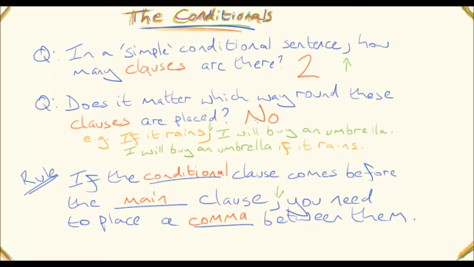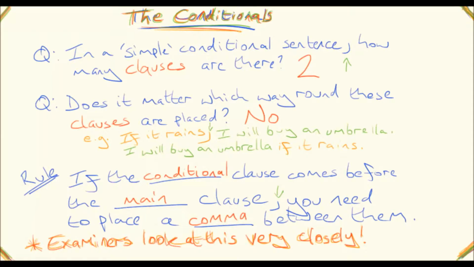If the conditional clause comes before the main clause, you need to place a comma between them. However, if the main clause comes before the conditional clause, no comma. You might think to yourself, well, this is just a crazy rule, who cares? But, well, let me give you a word of advice here. Examiners look at this very closely.